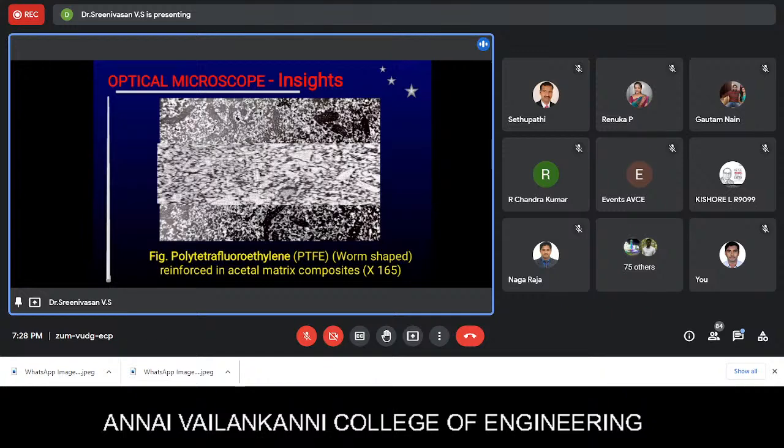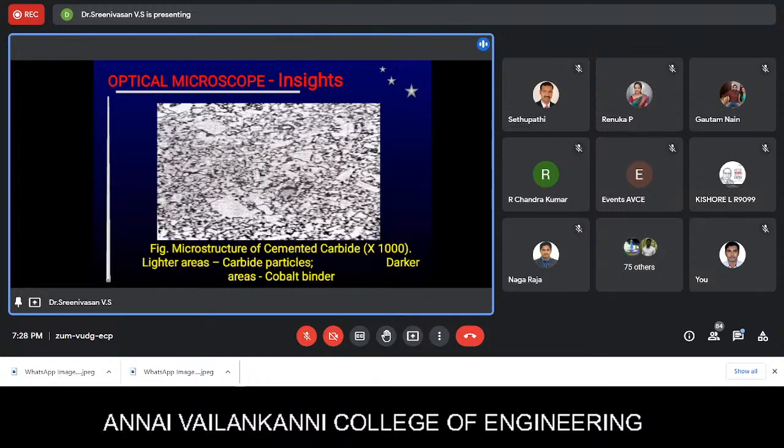Similar to this, on the cemented carbide microstructure, we can identify the different elements present in the particular component. Here the lighter areas represent the carbide particles, and the darker areas represent the cobalt binder.